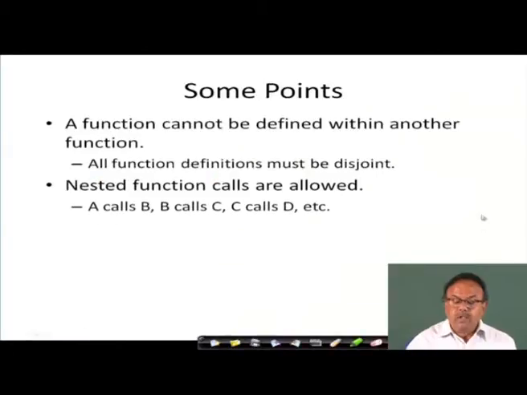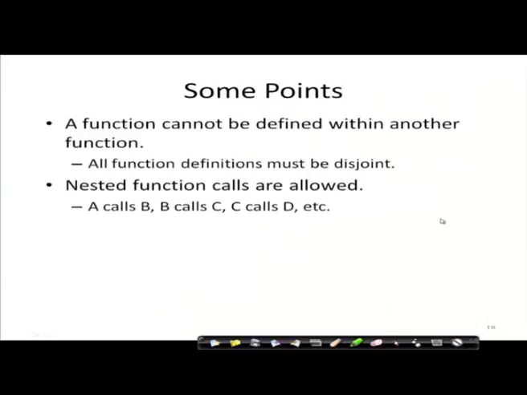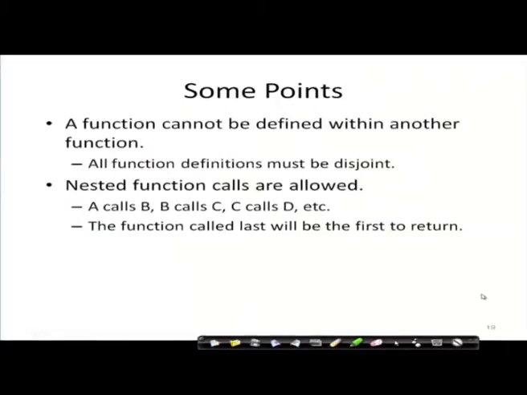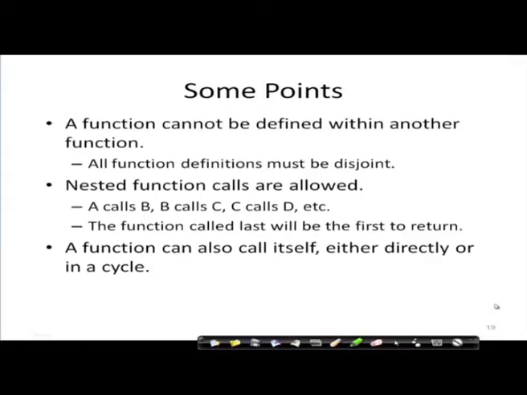So, nested function calls are allowed. A calls B, B calls C, as I have shown: main calls F1, F1 calls F2, F2 calls F3, like that it can happen. The function called last will be the first to return. Obviously, we have seen that in our earlier slide, that we go back to F4, and from F4 I return to F2 and like that. And a function can also call itself either directly or in a cycle. We will see this separately, what is meant by that.